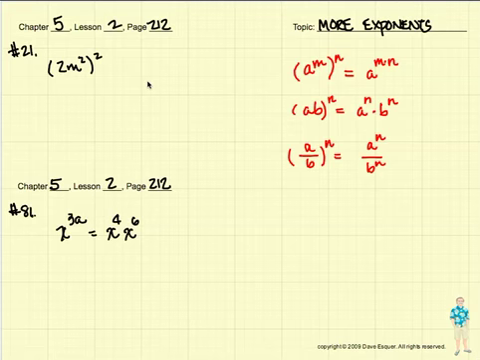Good morning. Chapter 5, Lesson 2 is on page 212 today. We're going to be talking about some more exponents, and again on the right-hand side I've put the rules that we'll be using today.